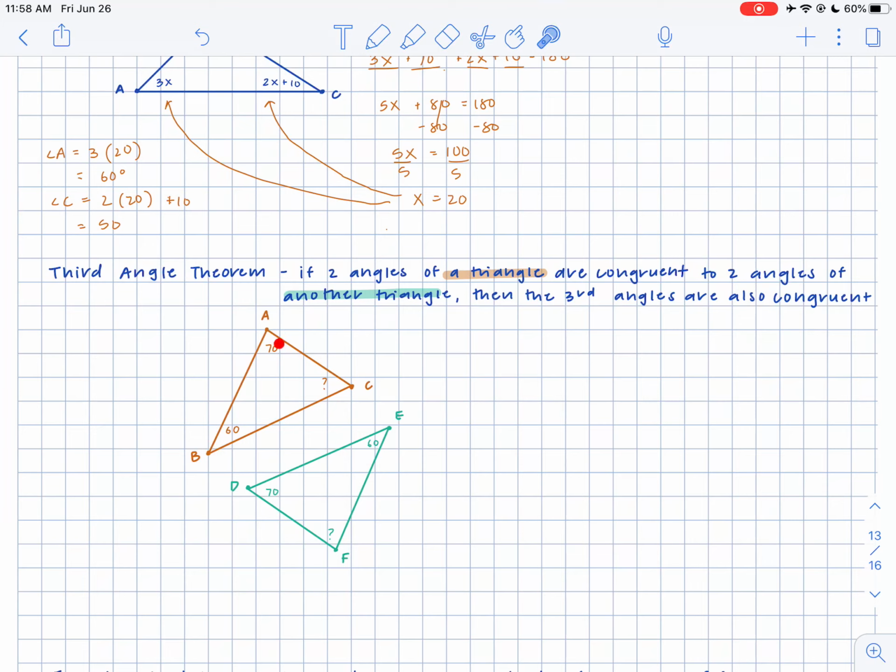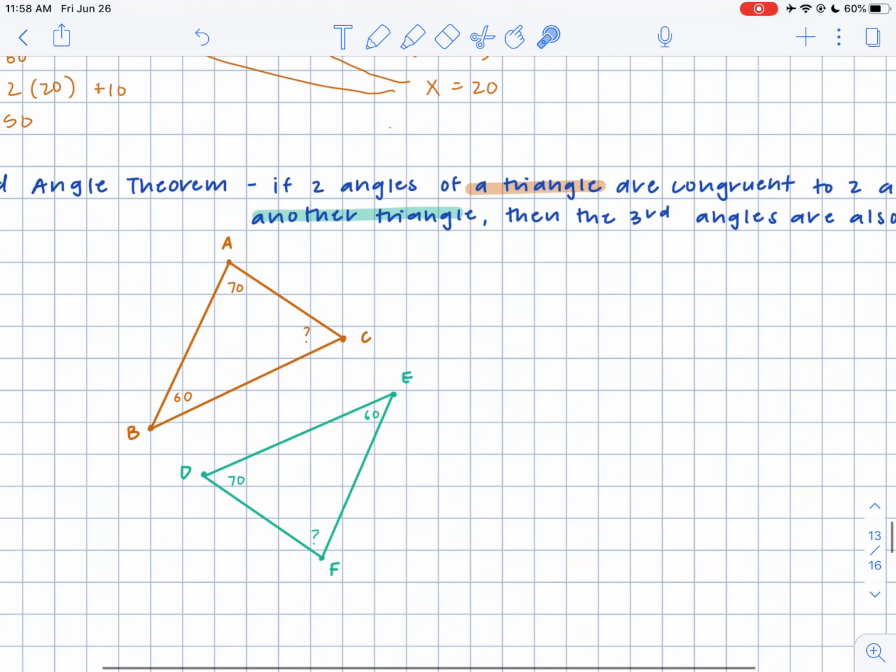Okay, we can see that this angle is congruent to this angle in a different triangle, and this angle is congruent to this angle in another triangle. So because we know it should sum up to 180, and these two are already congruent to two angles in another triangle, then the third and last angle should also be congruent, because remember, the sum of the interior angles has to add up to 180. So if these two numbers are the same, this number should give us a number where we add it up to give us 180. So this would be 50.